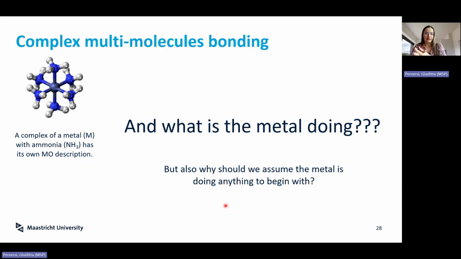The question here is, if we know what ammonia is doing and how it is bonding, what orbital is it using, what electron is it using, what is the metal doing? So the metal is here. What is going on? How is the metal arranging itself in the center, how is it interacting with all of these ligands, and why should we assume that the metal is doing anything to begin with?